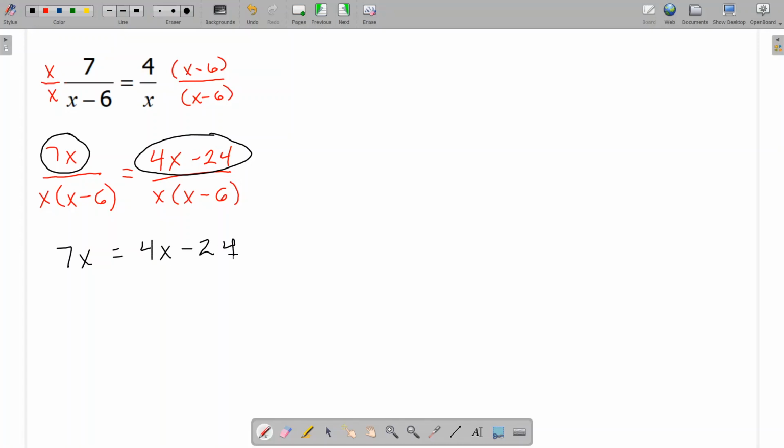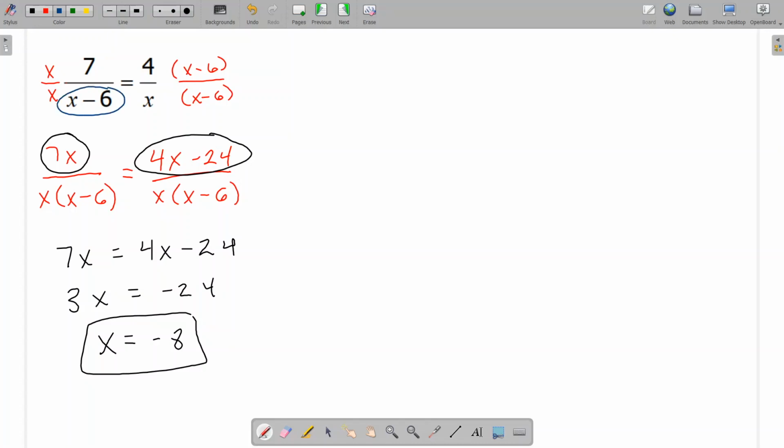And at this point, this is just a basic Algebra 1 equation. We get our x's on one side. We divide. We find that x is equal to -8. Now, when we plug -8 into our denominators above, all we care about is that it's not going to make them equal to 0. So they're going to be negative numbers. We're going to get a -14 and -8. Neither one of them is 0, which means the solution is good.